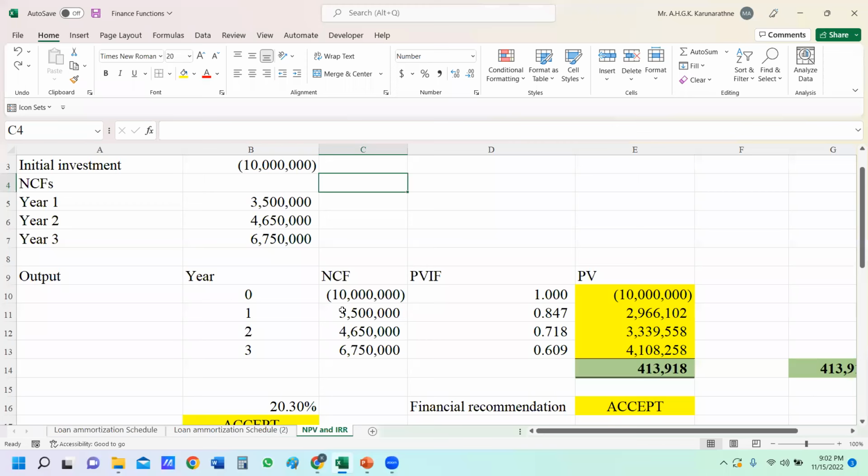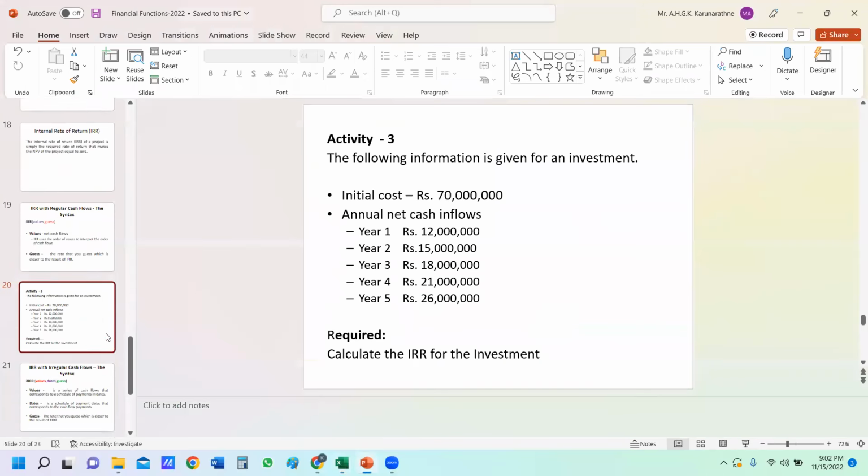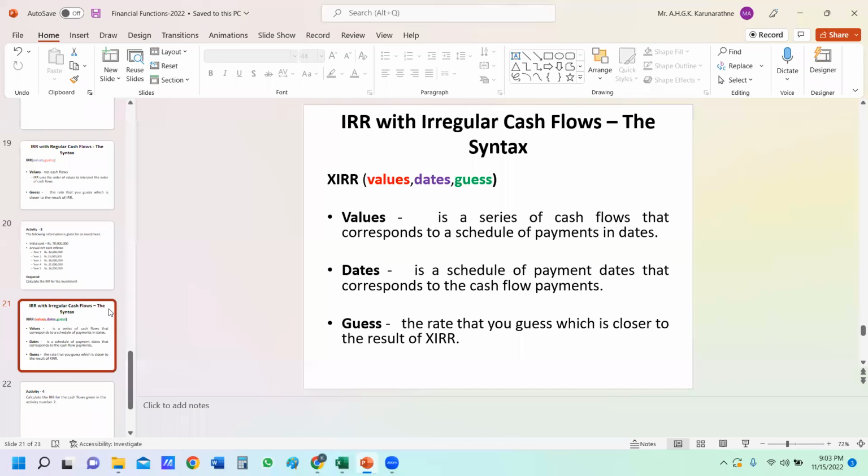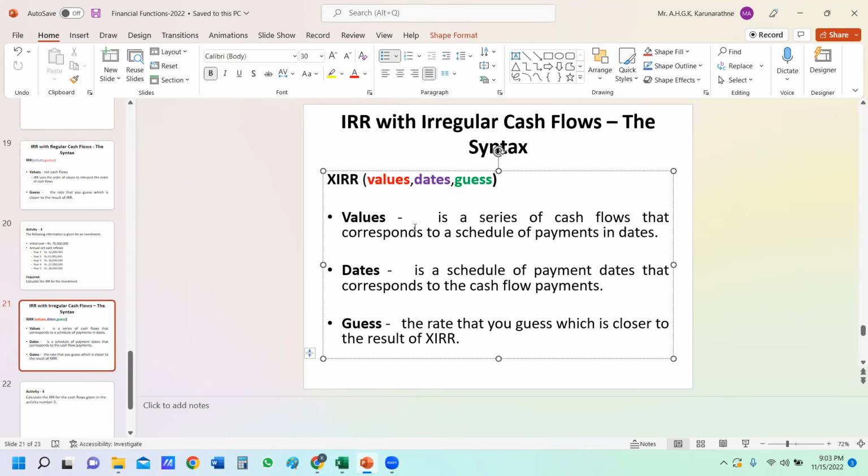This works, okay. Then the last point: how to compute IRR for projects with irregular cash flows. So this is the syntax. For NPV with irregular cash flows, XNPV. For IRR with irregular cash flows, XIRR. Same thing. Earlier we had values and guesses. No need to guess.